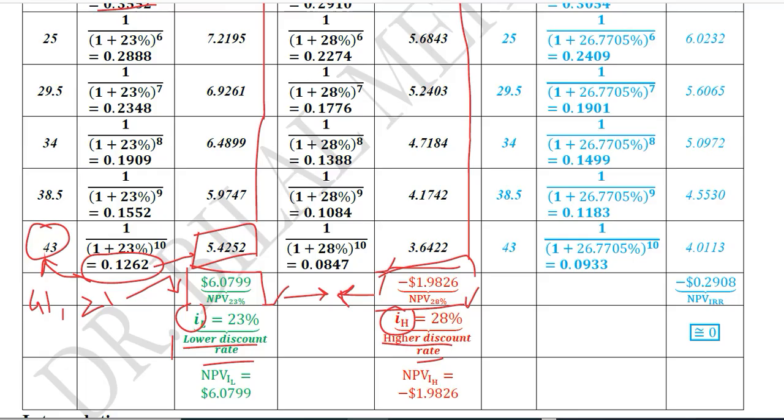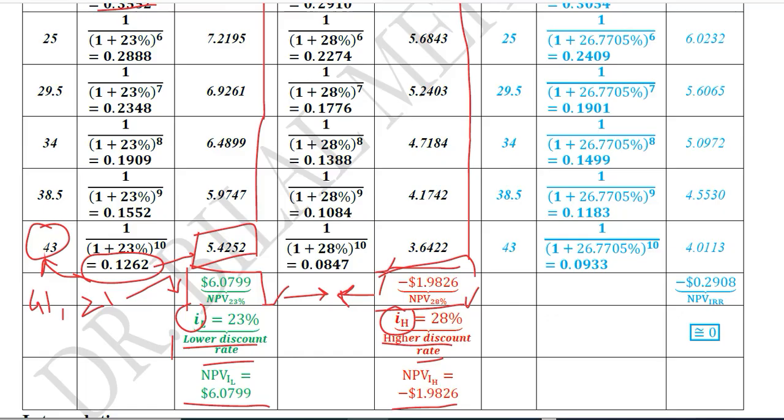We should also pay attention to the NPVs. NPVs are calculated on both of these levels of discount rate. NPV at the lower discount rate was 6.0799, and NPV at the higher discount rate was minus 1.9826. So it is not the higher value that we are talking about, it is the NPV at lower discount rate, or NPV at higher discount rate.